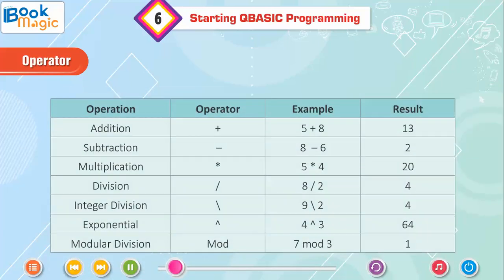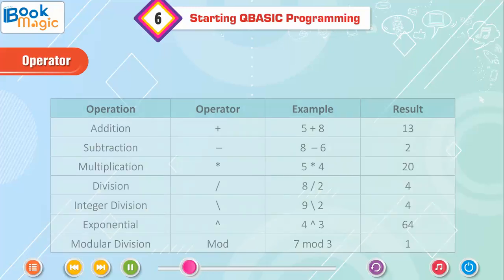Operation, operator, example, result. Addition, 5 + 8, 13. Subtraction, 8 - 6, 2. Multiplication, 5 * 4, 20. Division, 8 / 2, 4. Integer division, 9 \ 2, 4. Exponential, 4 ^ 3, 64. Modular division, MOD, 7 MOD 3, 1.